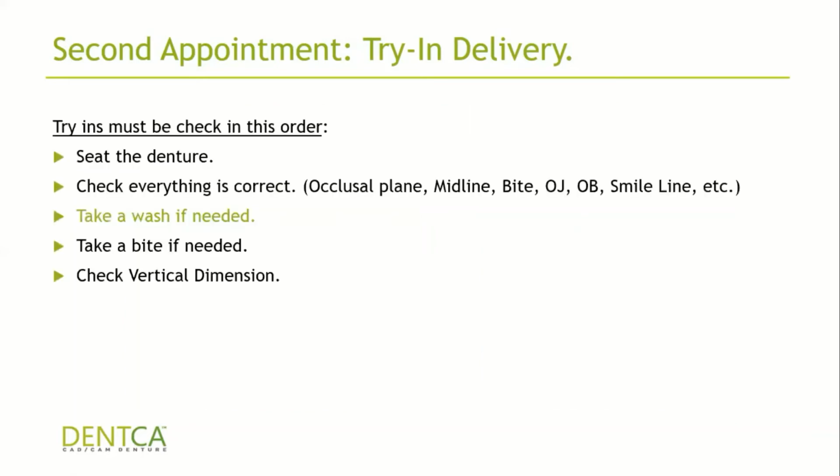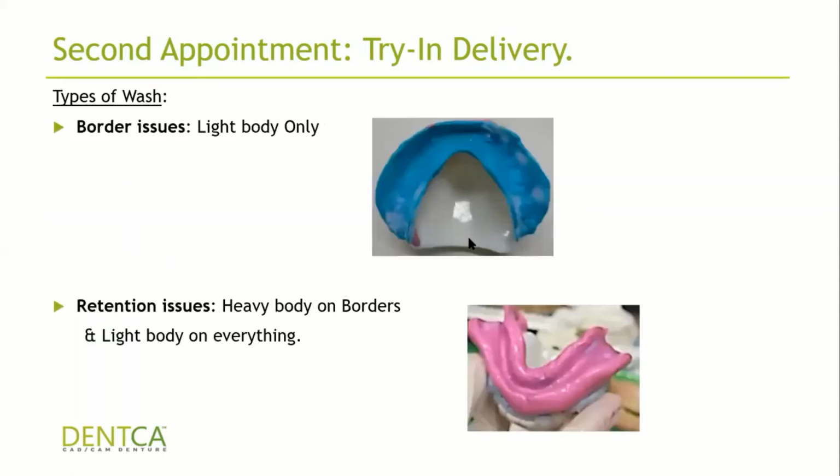And then we're going to move to the third step. So if we have any retention issues, or if we did significant border adjustments, then a wash will be needed. And the way we're going to do it is very simple. If you had any border issues, you need to take a wash with light body only. Meaning if you did, let's say, your lingual extensions on the lower were overextended and you ground the border, just take a light body wash.